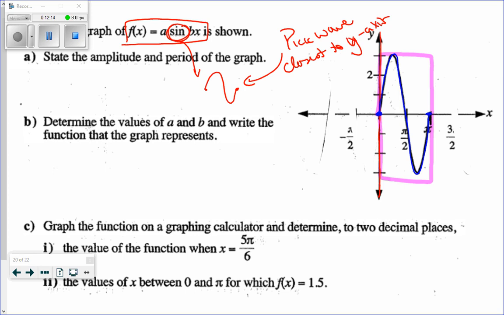Okay, does that make sense? So you just want to find one wave, and you want to find the wave that's closest to the y-axis. Now, because you're in 30-2, there should always be a wave starting on the y-axis. It should always start at 0, 0. Okay, so amplitude. From that middle line, how far up and how far down did you go? 3. So the amplitude is 3.